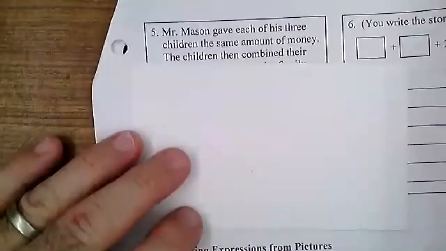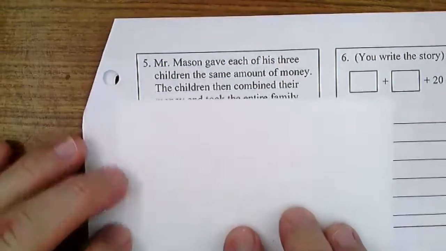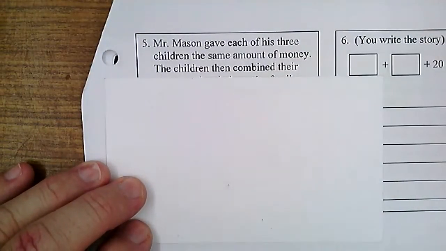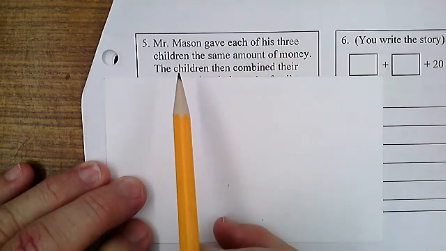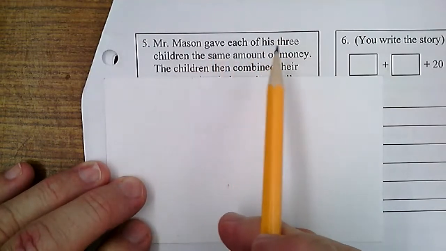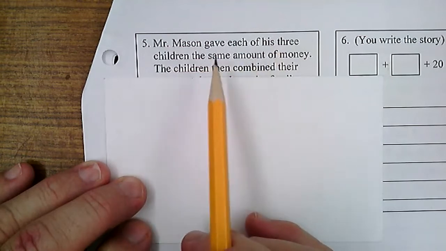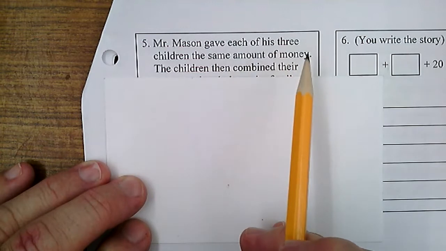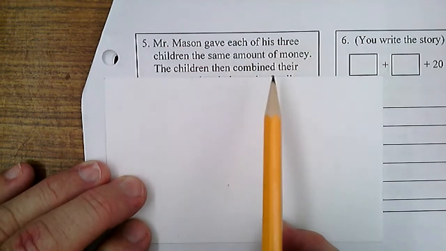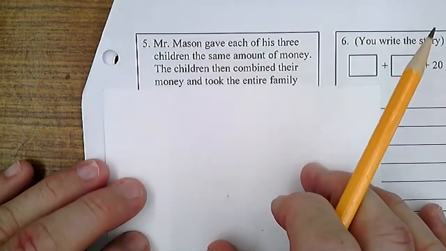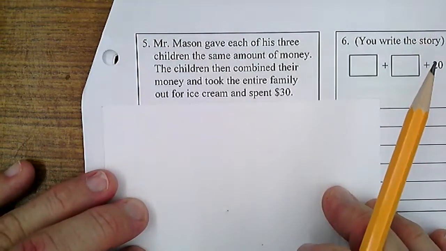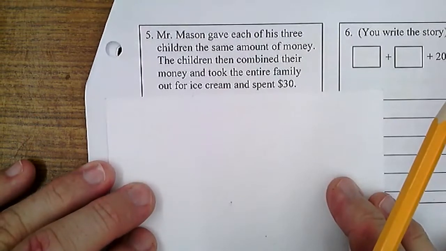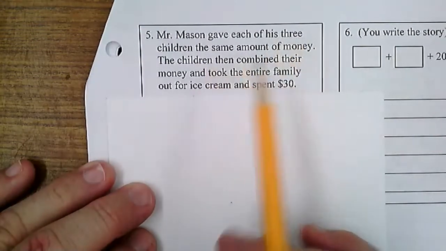Okay, number 5. Mr. Mason gave each of his 3 children, so I have 2 sons and then we have our daughter. So I gave each of our 3 children the same amount of money. Again, we don't know how much that is. It's an unknown amount. The children then combined their money and took the entire family out for ice cream and spent $30. Okay, so I have 3 children.